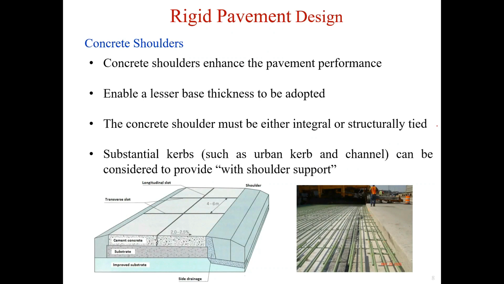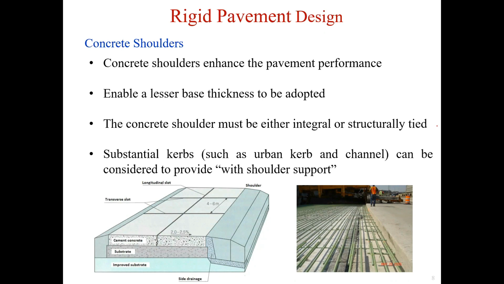Now let's look at the concrete shoulders. It provides a lateral support to the main slab of pavement and also results in additional stiffness. The concrete shoulders improve the pavement performance and enable a lesser base thickness to be adopted. The concrete shoulder must be either integral or structurally tied to satisfy the wide shoulder criteria.